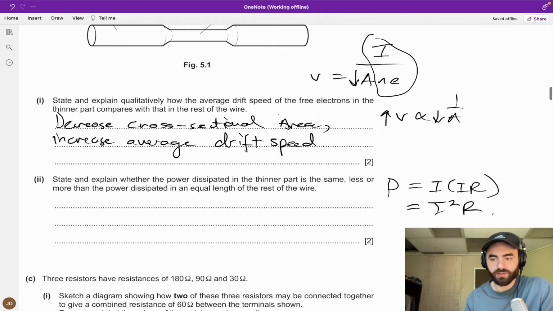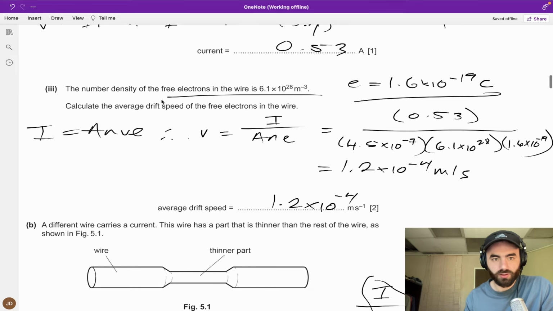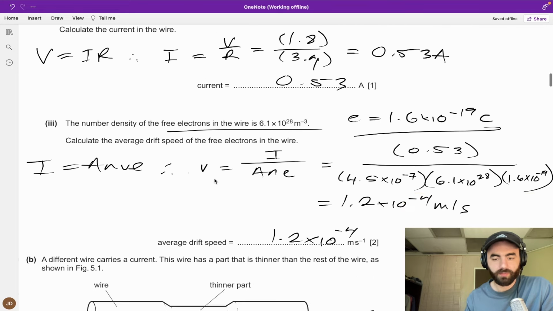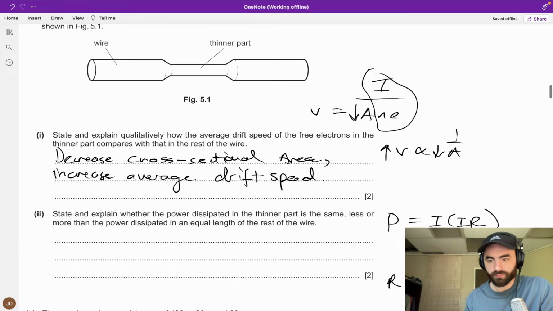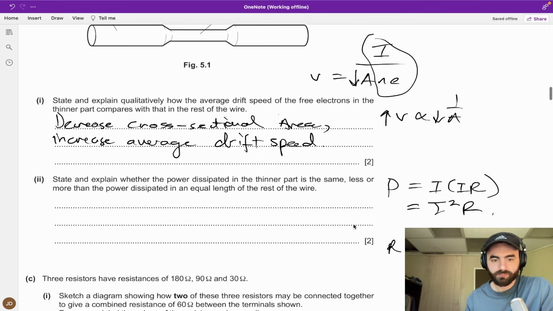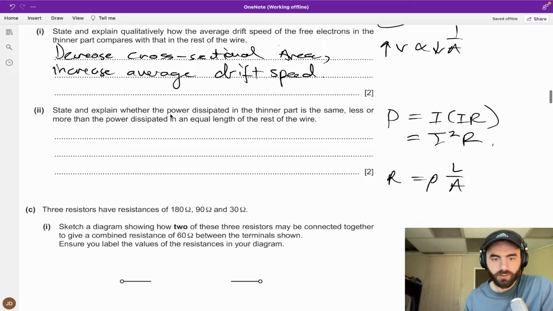Why do I do that? Because I know resistance is altering here. So resistance equals rho L over A. In equal length. So this length is constant for this thin part as the thick part. It's the same material, so that whole thing is constant. And so we're decreasing the cross-sectional area, which means we're increasing the resistance.